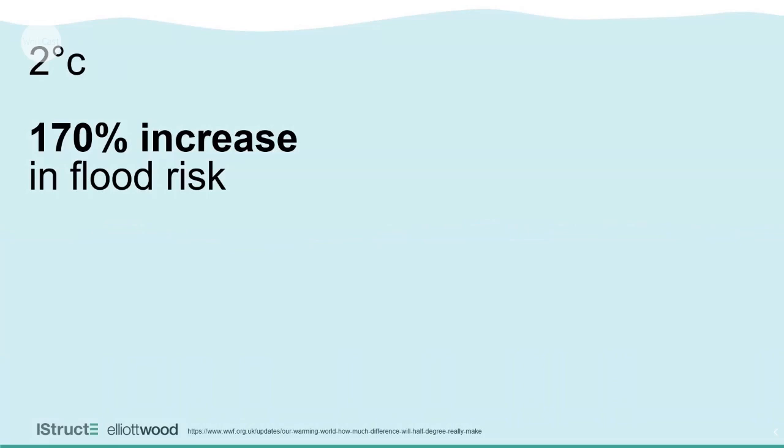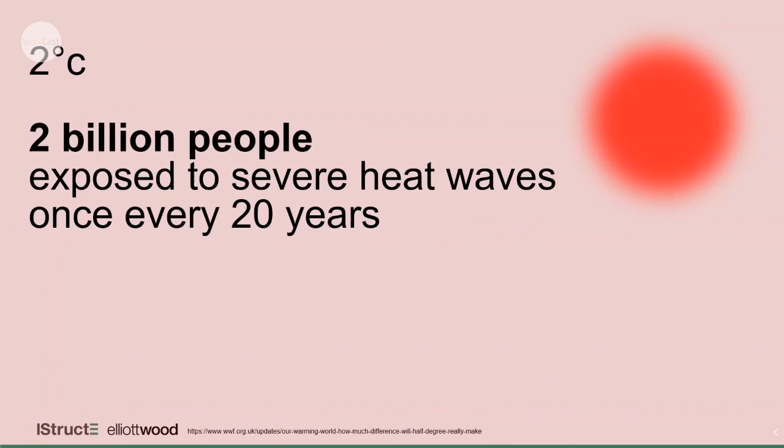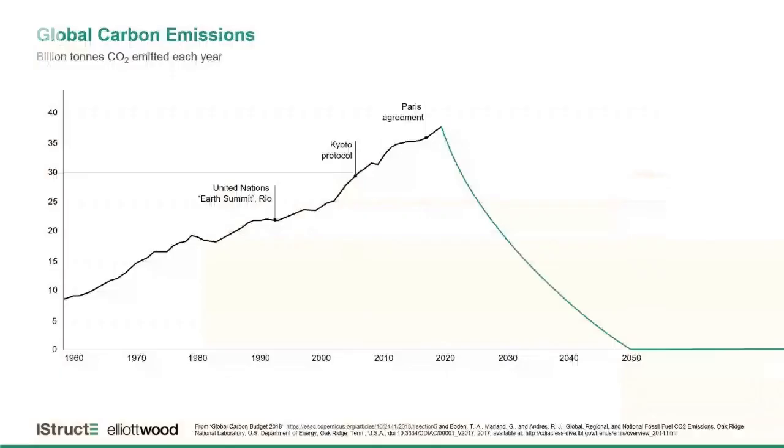At 1.5 degrees, nearly 700 million people, which is about the same as the population of Europe, will be exposed to extreme heat waves every 20 years. So that's 3 or 4 times in your lifetime, severe enough heat wave that people die as a result of it. At 2 degrees, it's 2 billion people. That's more than Europe, North America, South America, and Australasia put together. So 1.5 degrees C is really, really important. If we don't meet this curve, then things are going to get very uncomfortable by the end of this century.